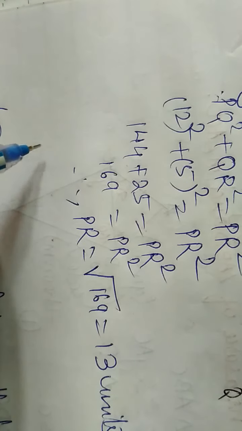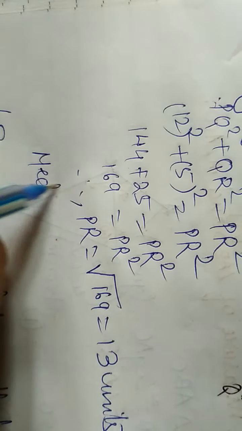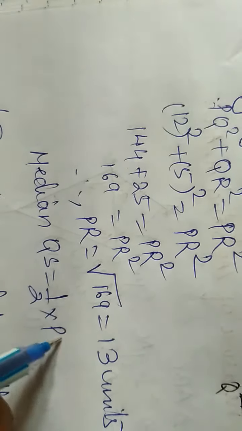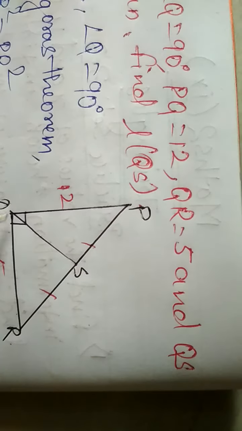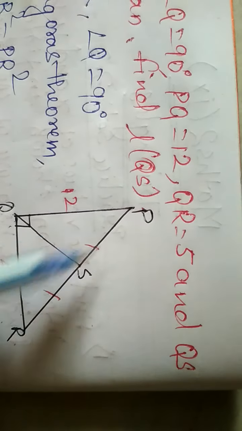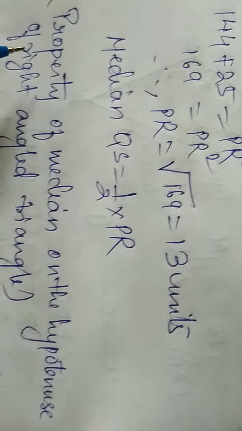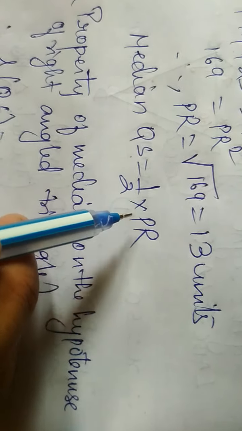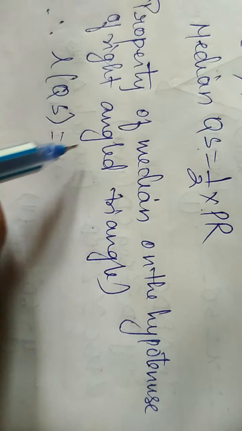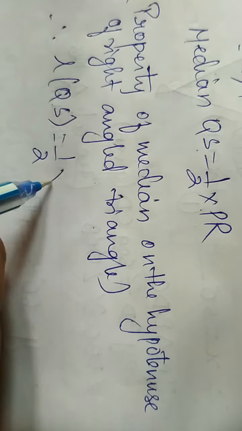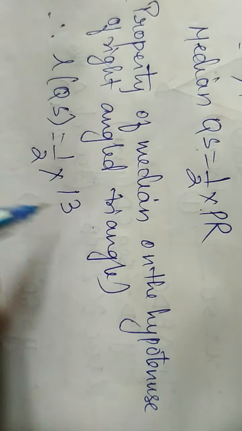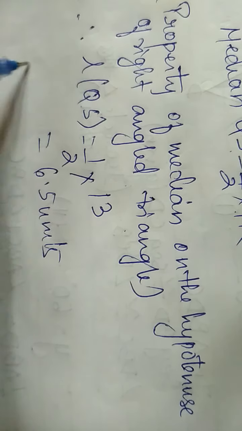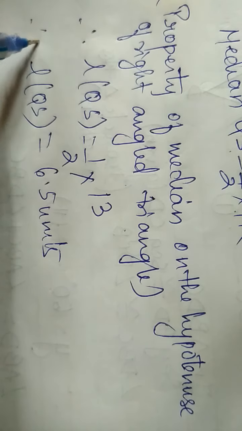Now the median. So what is a median? Already I have explained. The median QS is half of PR. The property is the property of the median on the hypotenuse of a right angle triangle. So the length of QS will be half of PR. What we got is 13, so half of this will be 6.5 units. That means the length of QS will be 6.5 units.